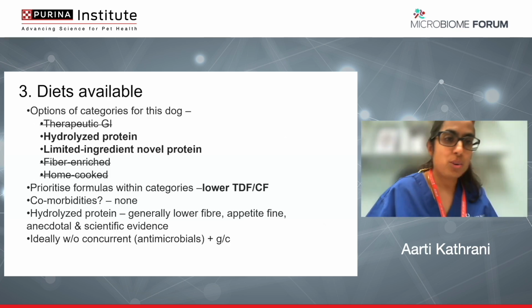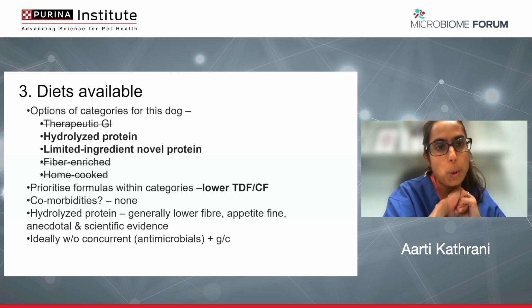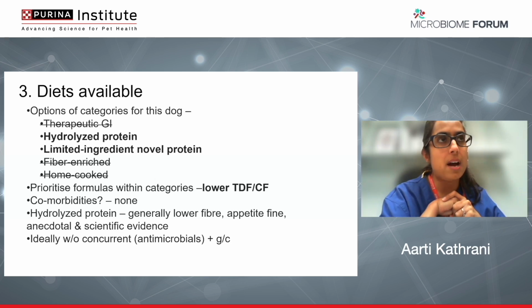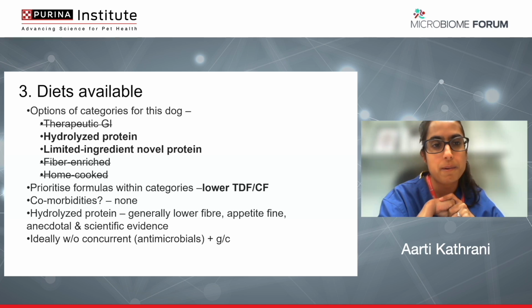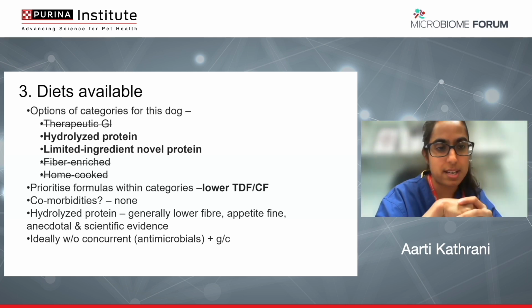So finally, looking at your diet categories that are available. Therapeutic GI, I kind of took off the table because this dog's appetite was fine. I wanted this dog to stay in remission a long time. So I would have chosen that, or it might have been a consideration if this dog wasn't eating or the appetite was low, or I wanted a low fat approach. I thought hydrolyzed protein would be useful for this dog, so I definitely left that on the table. Limited ingredient novel protein I thought could be an option for this dog. Fiber enriched for the reasons I spoke about before. I didn't think to prioritize as my first strategy.